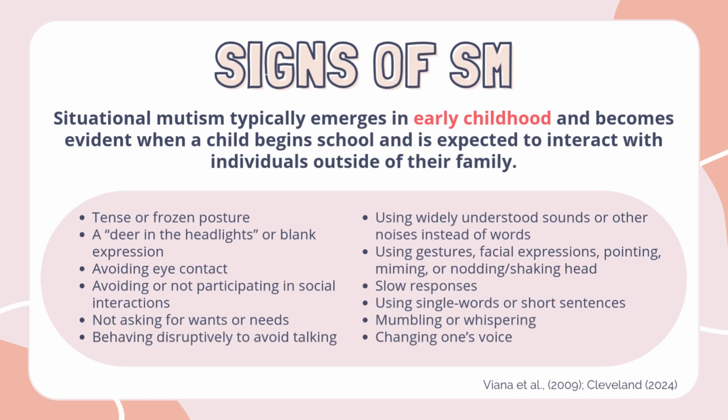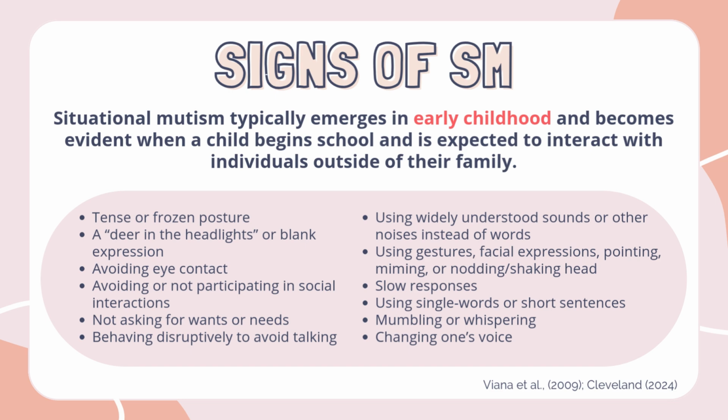So now we're going to talk about the signs of situational mutism. It typically emerges in early childhood. According to one study, the average age of onset was between 2.7 and 4.1 years. However, SM usually becomes evident when the child begins school because they are now being asked to interact with individuals outside of their family. As discussed, the primary sign will be a child's inability to speak in certain situations, in this case at school, despite speaking in other situations, for example, in their home. Some children will be completely unable to speak, while others may communicate less or in more limited ways.